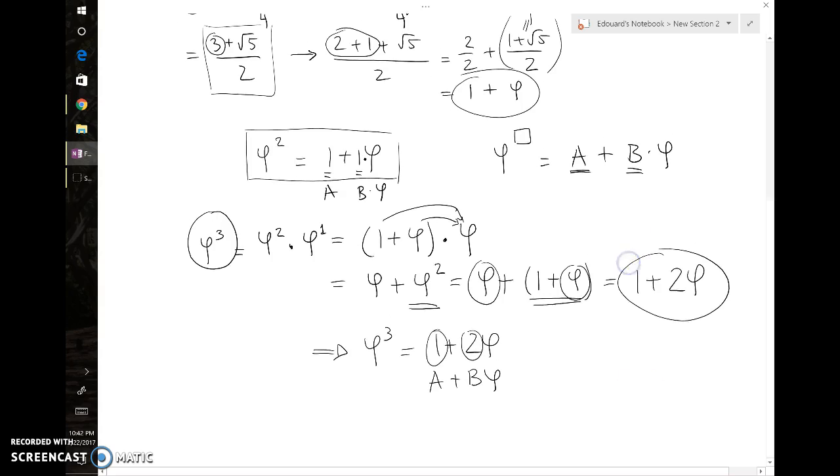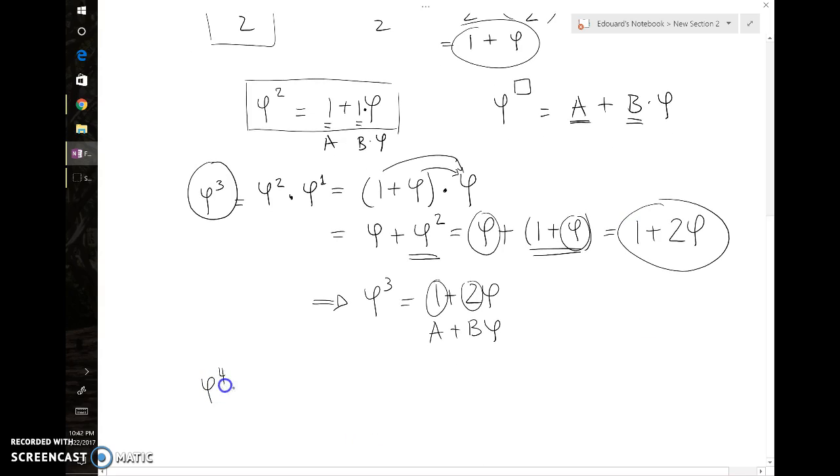So this pattern is what you're trying to show. For phi to the 4th, for example, you could just do phi cubed times phi and see what happens. And you should be able to get an answer eventually that could be represented as a plus b times phi, where a and b are Fibonacci numbers.